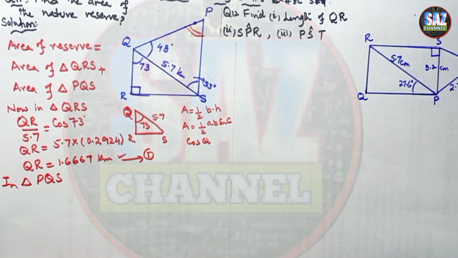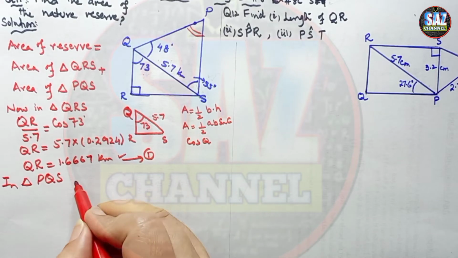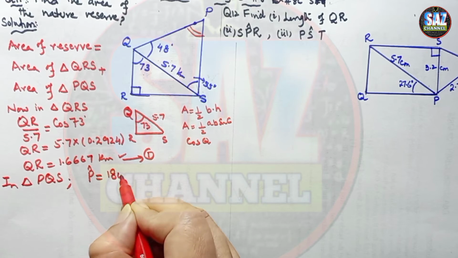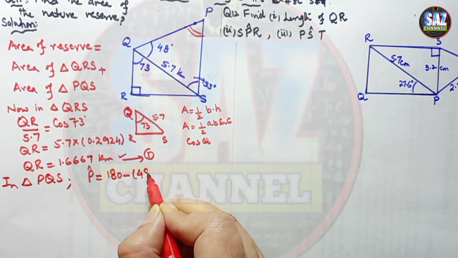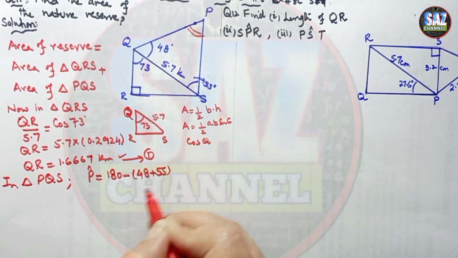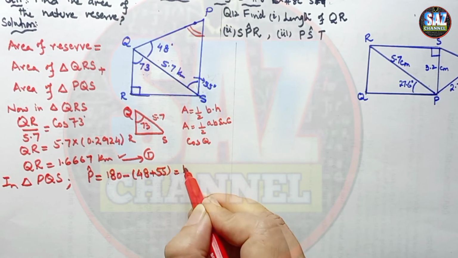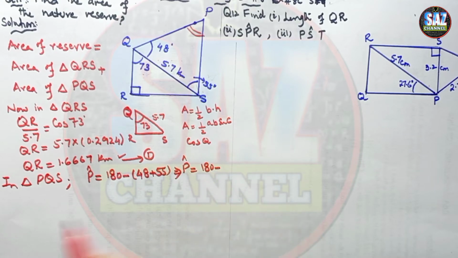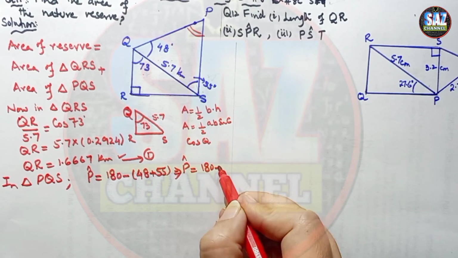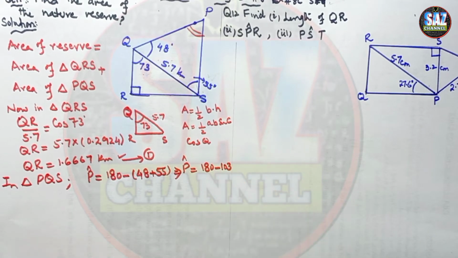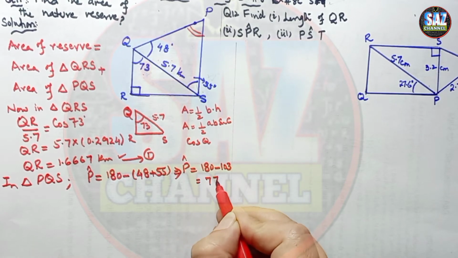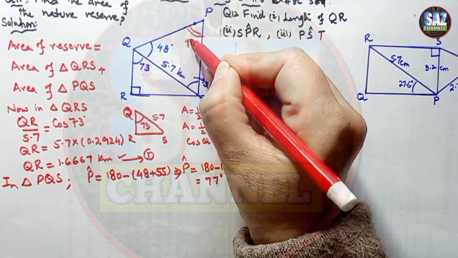Okay, angle P will be equal to 180 minus (48 plus 55), and this gives me 180 minus 103. Take it away from 180, and this is 77 degrees. Angle P is 77 degrees. Let me mark the angle at this place.